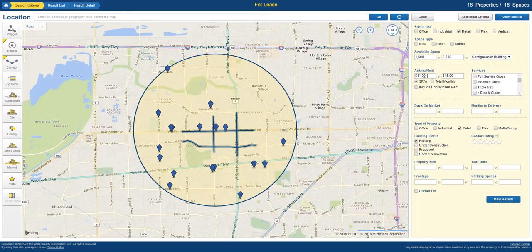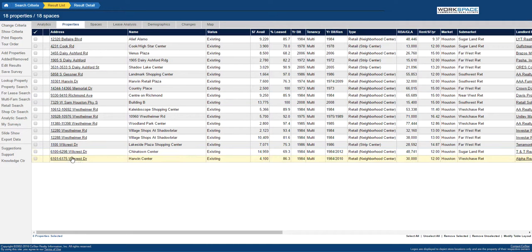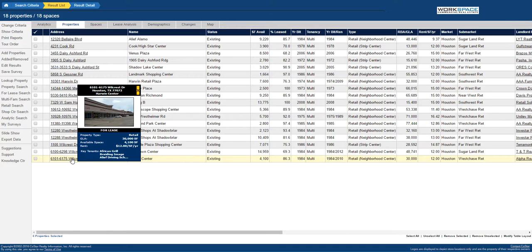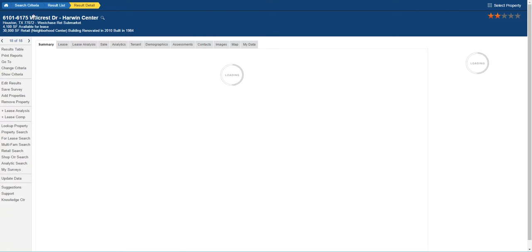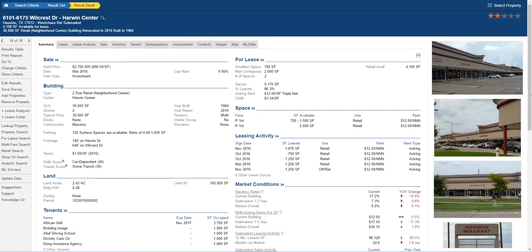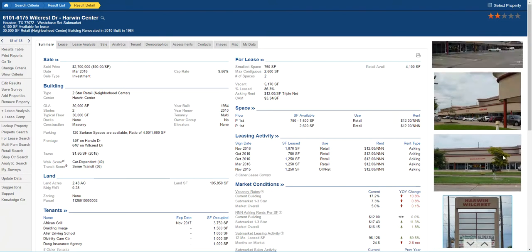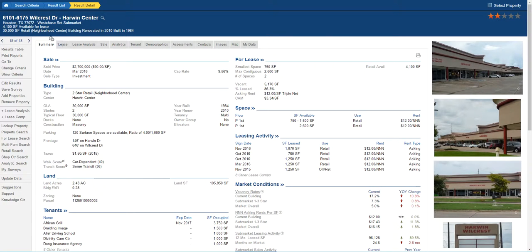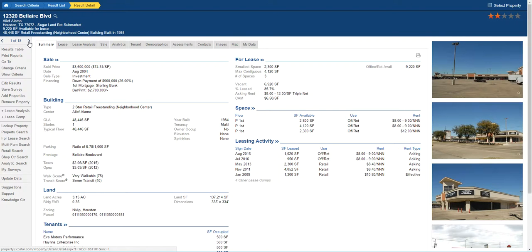Okay, so this is everything from $11 to $15. There's 18 properties. Let's take a look at what you get at this rate. Okay, so this is a property on Wilcrest, very similar in age and look to what we're looking at here. Let me zoom this out so you guys can see it. Okay, so these guys, now this is Harwin and Wilcrest, not as strong of a market. You know, I did push it out a little bit, so that wouldn't work for us because of the location.